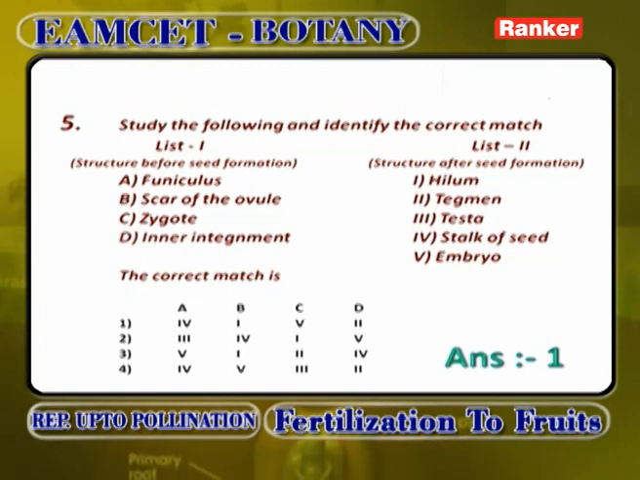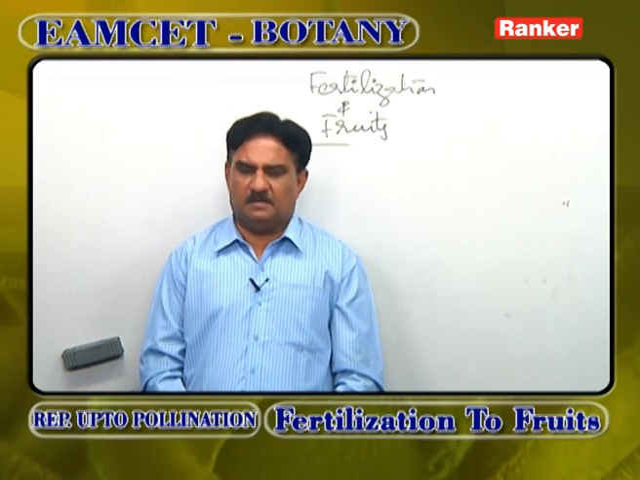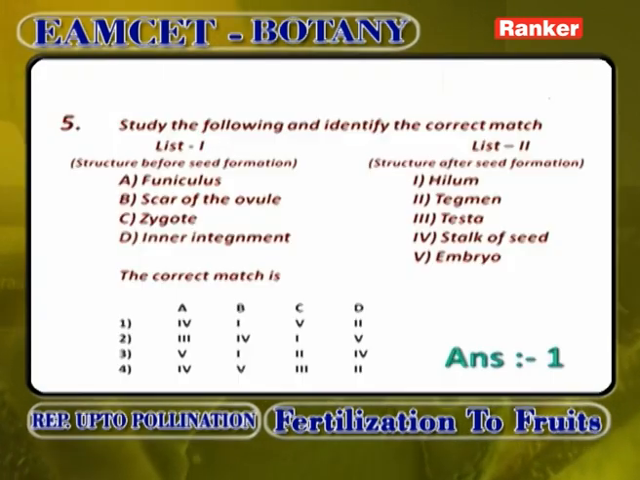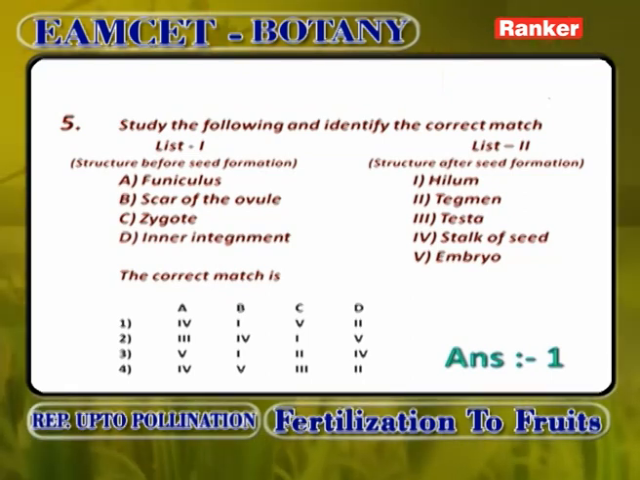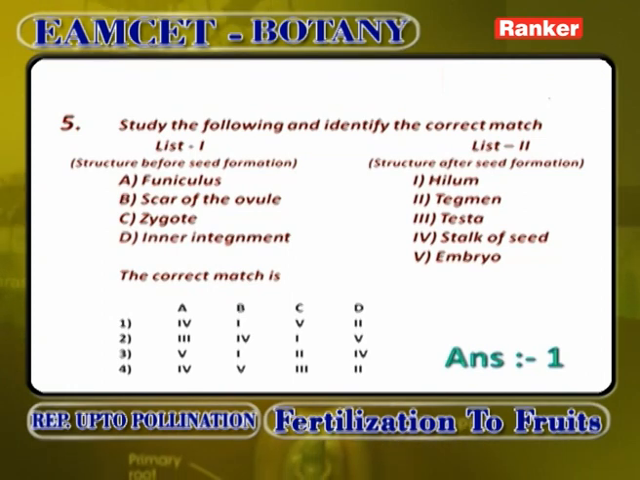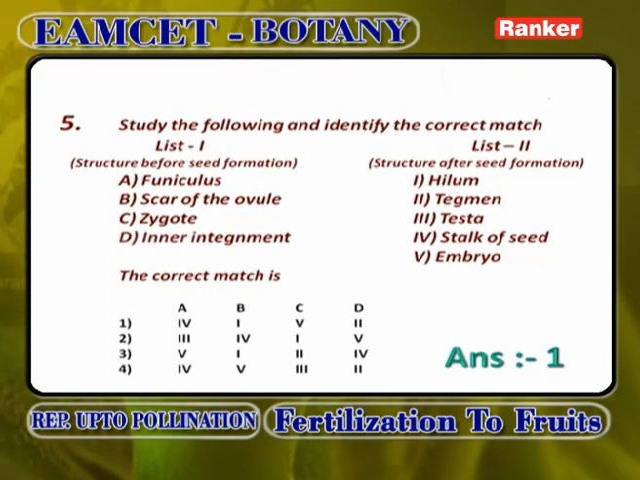Zygote develops into embryo. Then inner integument becomes tegument. Outer integument becomes testa. Inner integument normally becomes tegument. So the answer: funiculus, stalk of the seed; scar of the ovule, hilum; zygote, embryo; and inner integument is tegument.